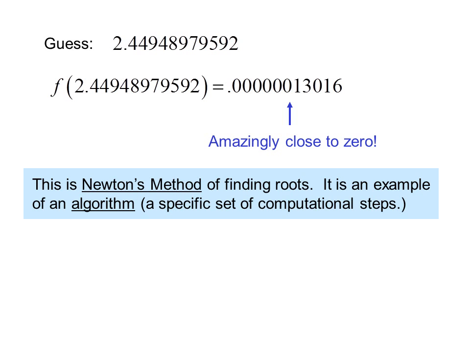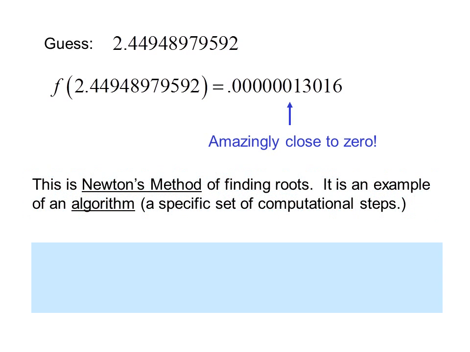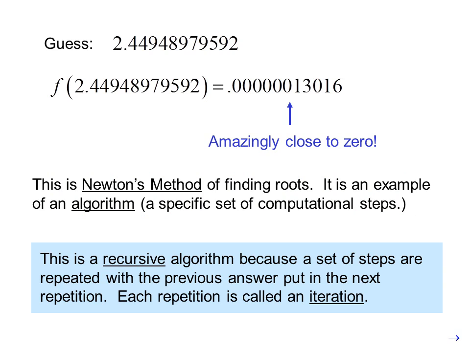This is Newton's method of finding roots. It is an example of an algorithm that is a specific set of computational steps. This is a recursive algorithm because a set of steps are repeated with the previous answer put in the next repetition. Each repetition is called an iteration.